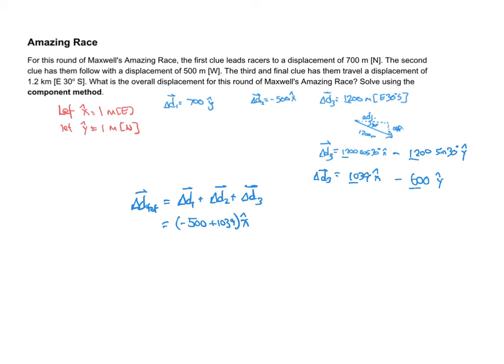Now the vertical component, the first vector d1 has positive 700, and the second vector does not have a y component, but the third vector has a negative 600 y component. So just combine those numbers. So for the x, that will be positive 539. And for the y, it'll be positive 100.